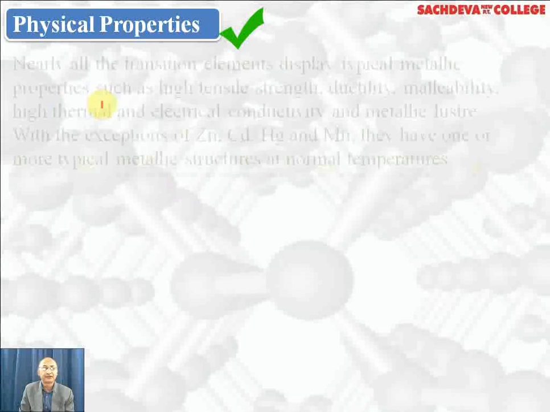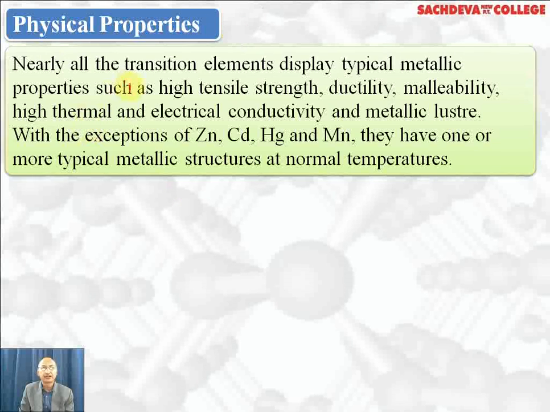Let's take up physical properties. Nearly all transition metals display typical metallic properties such as high tensile strength and ductility. Most of them are malleable and ductile, have high thermal and electrical conductivity, and have metallic lustre. Exceptions are zinc, cadmium, mercury and manganese, which have one or more atypical metallic structures at normal temperature.